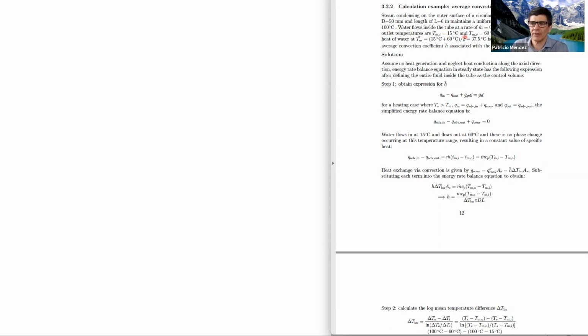So water is flowing inside the tube at a rate of a quarter kilograms per second, and the inlet temperature is 15 degrees, and the outlet temperature is at 60 degrees. So water is coming into the tube at 15 degrees, coming out at 60 degrees, right? And it is receiving heat from condensing steam at 100 degrees on the surface of the tube. The tube is always at 100 degrees.